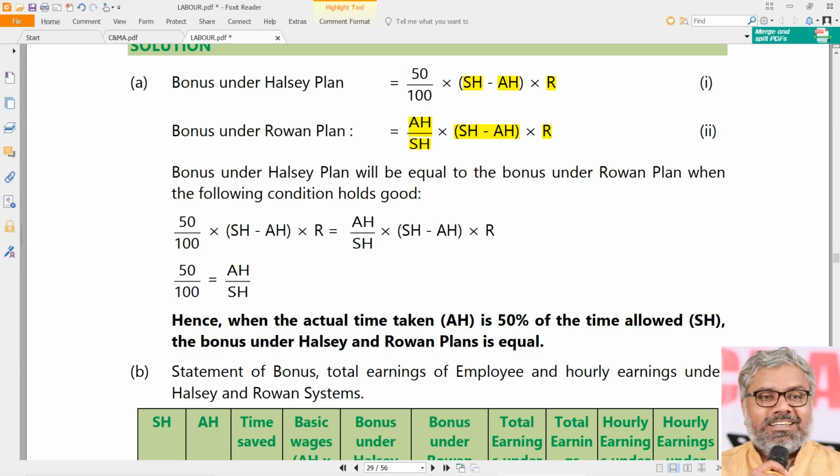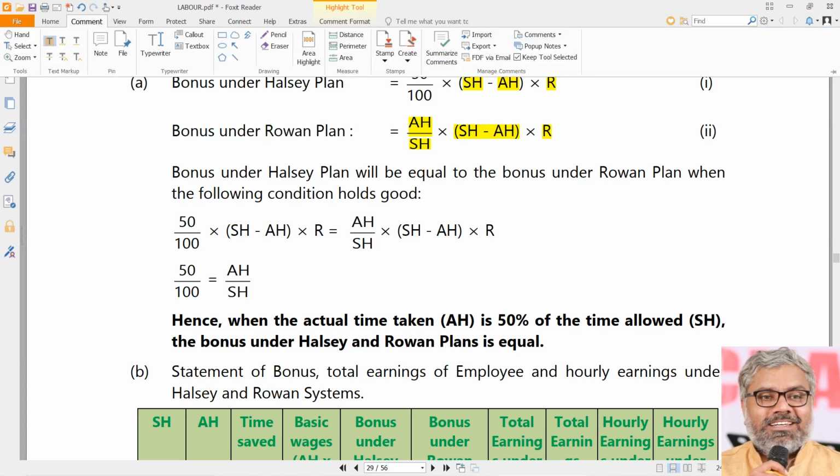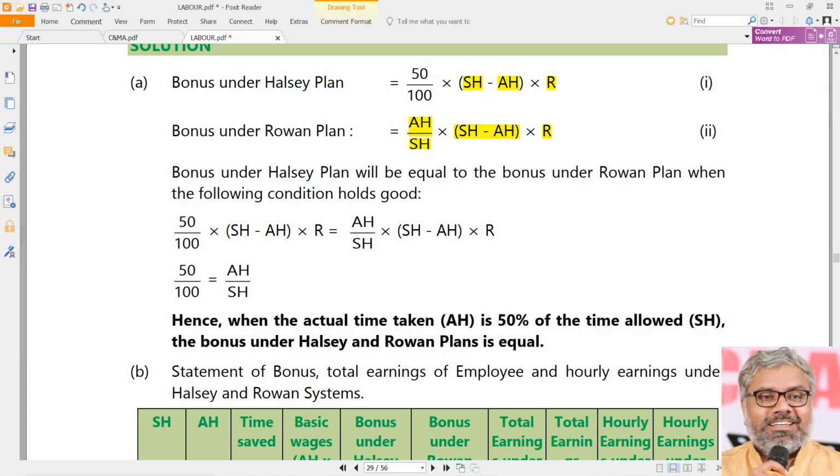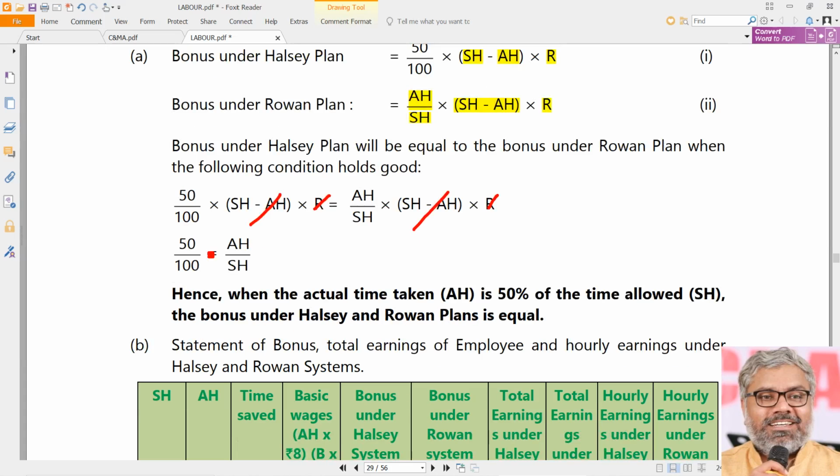Let us understand here. Left hand side, right hand side, 2 are there. 50% multiplied with (SH minus AH) into R should be equal to AH by SH into (SH minus AH) into R. So R will go, definitely, on both sides. SH minus AH will go on both sides. So what will remain? Only this will remain: 50% is equal to AH divided by SH.